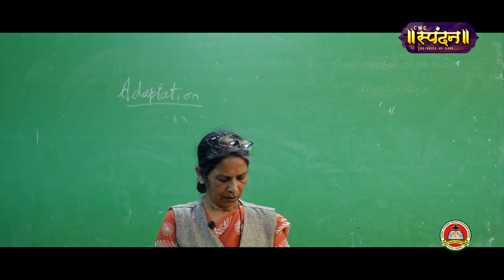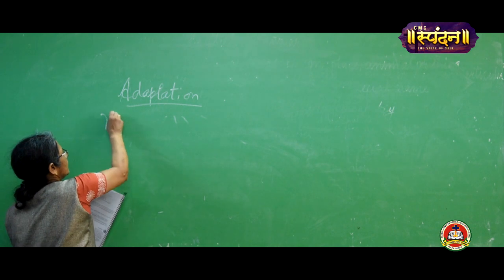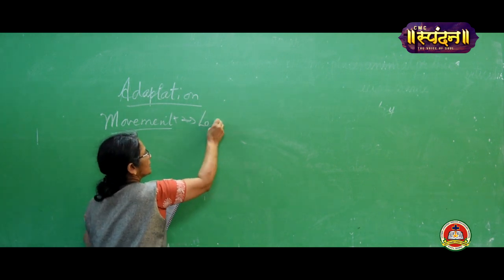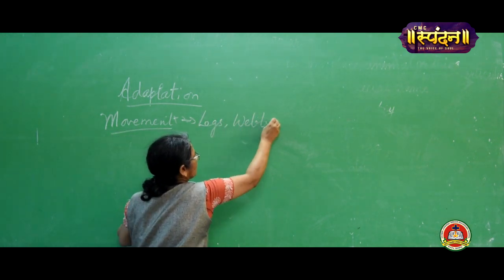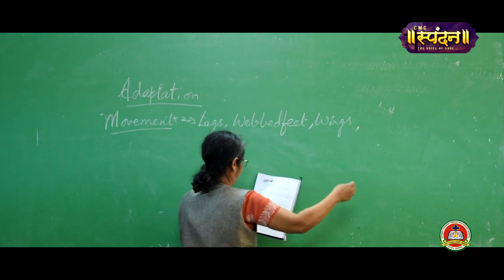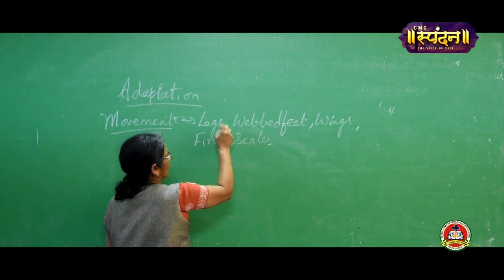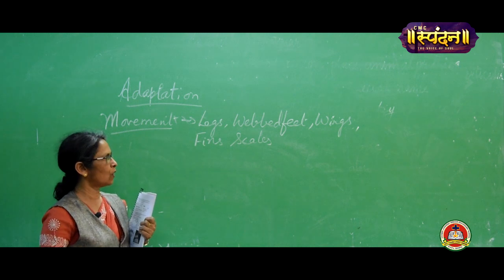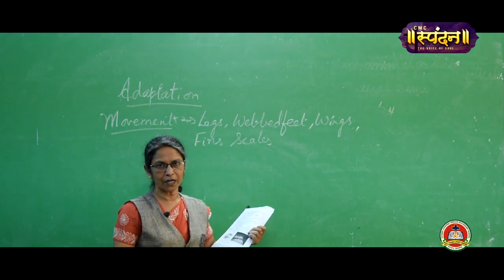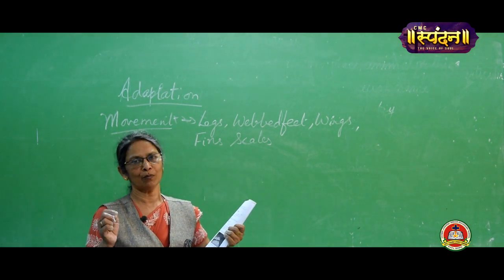Then on page number 204, children, we have got adaptation for movement. Now how does movement take place, children? These are the organs which are used for movement. So we had seen legs, webbed feet, wings, fins and scales. Legs are used by horses, dogs and all, webbed feet by frogs, wings, birds have got modified forelimbs converted into wings. Then fins, fishes use fins to move, and scales, snakes do not have legs, so they move with the help of scales.